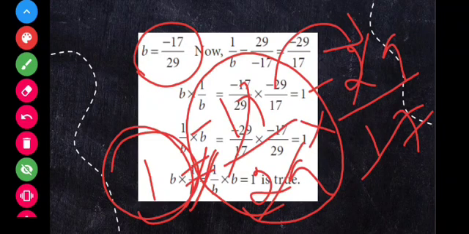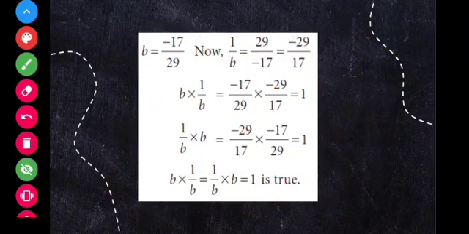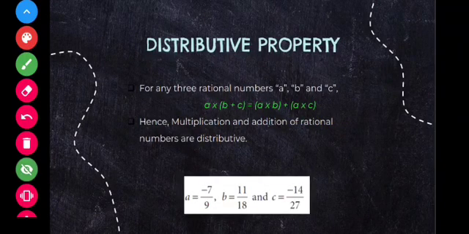I hope you guys are clear with this so far. Multiplicative identity means you have to multiply the given rational number with its multiplicative inverse. What do you mean by multiplicative inverse? It's nothing but the reciprocal of the given rational number. That's it. Okay, we'll get to the next topic, which is the distributive property.